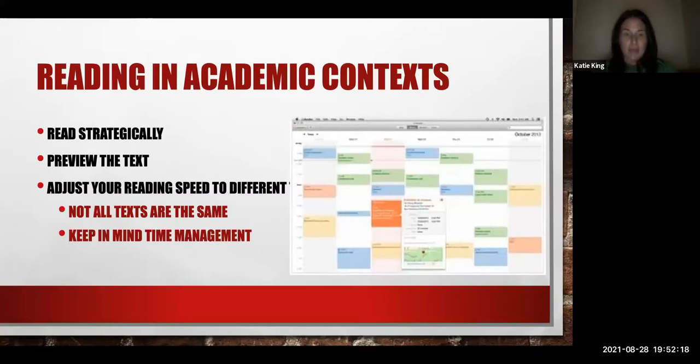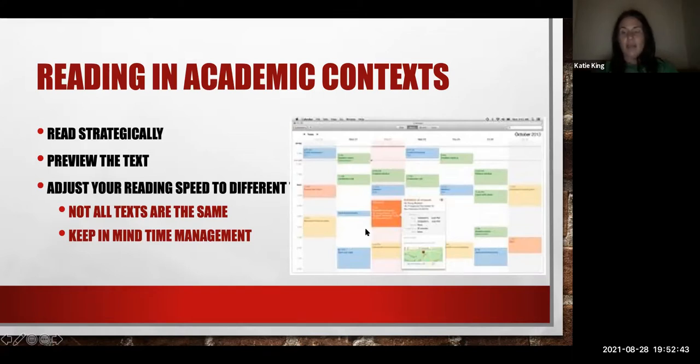So keep that in mind, and also keep in mind time management. Like I said, I was the student who waited until the last minute to read things, and a lot of times that didn't always work out well for me if I ran out of time. One thing that I find really helpful is a little calendar like this that we all have on our phones or on our laptops.